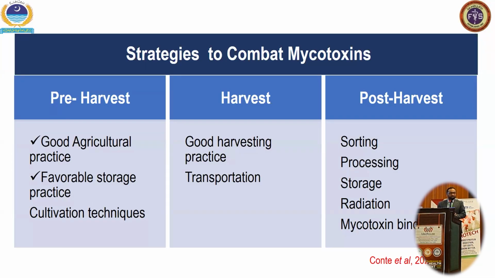Nowadays, people use antifungal substances. Some are using atoxigenic fungi, inoculating them into the crop. Then harvesting, where good harvesting practices and transportation are very important. Then the post-harvest level is the sorting of the grains, processing, storage, radiation, and ultimately the use of mycotoxin binders.